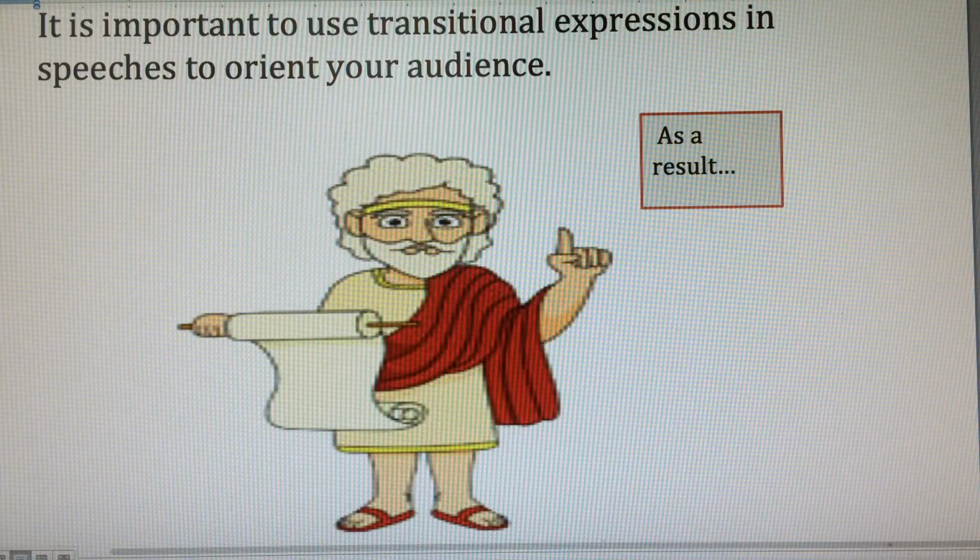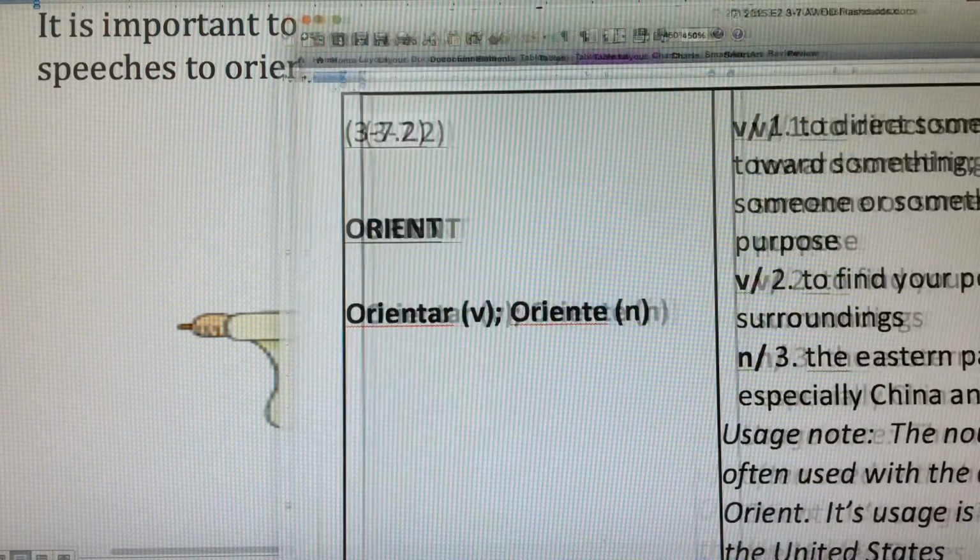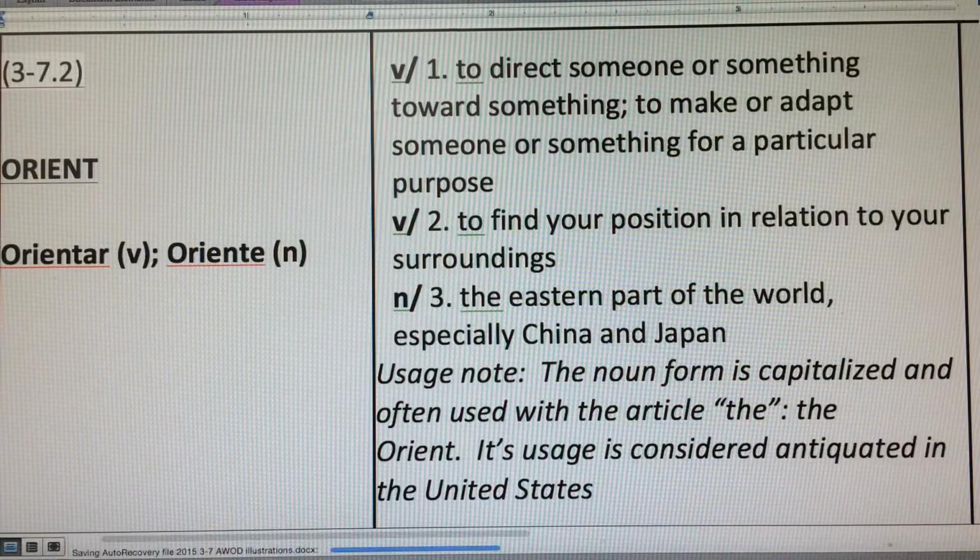You can also think about when San Juana has an assembly for new students, and we can say that she orients the new students to the expectations of the school. The other one has to do with physical location. So the second definition is to find your position in relation to your surroundings. So that's a matter of just being able to locate yourself and understand where you are.